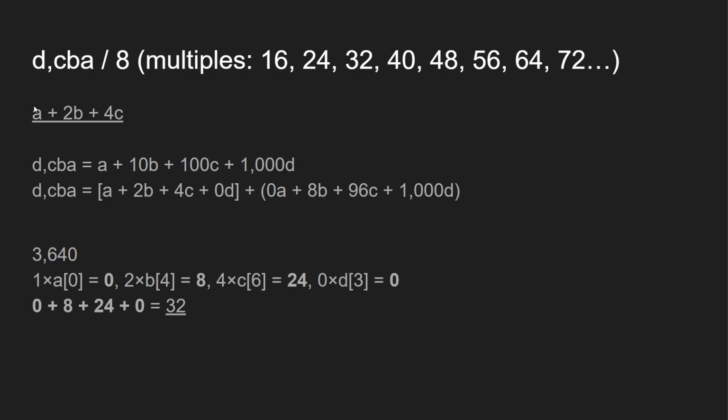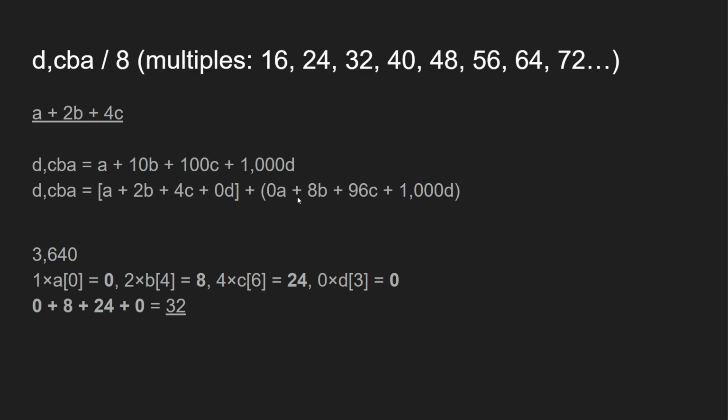It's by using the formula a plus 2b plus 4c. So if you add a plus 2b plus 4c, and if this number is divisible by 8, then your entire number is divisible by 8. So why do we know this? Well, here's the proof. We have a plus 10b plus 100c plus 1000d, and then we can separate that into a plus 2b plus 4c plus 0d. So this is what we have to prove.